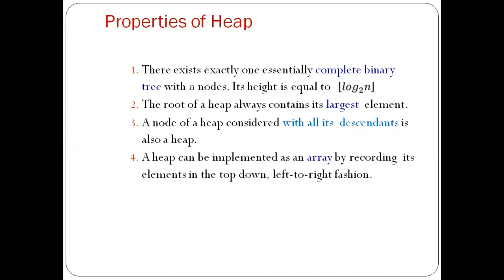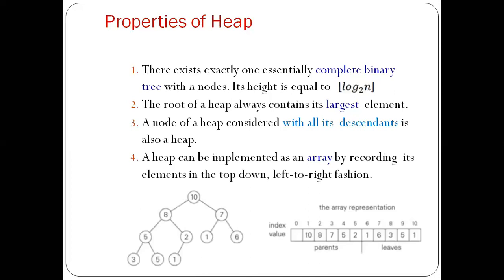The third property is that every node of a heap, considered with all its descendants, is also a heap. That means if a tree is a heap, then its subtrees will also be heaps. The fourth property is that a heap can be implemented in an array. How can you record it? By recording its elements in a top-down and left-to-right fashion.